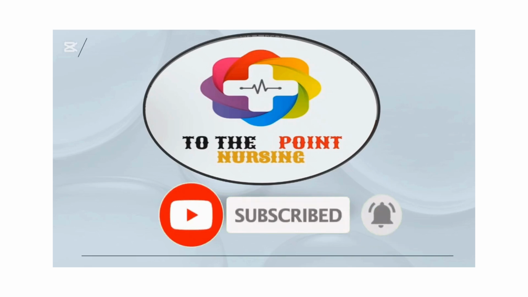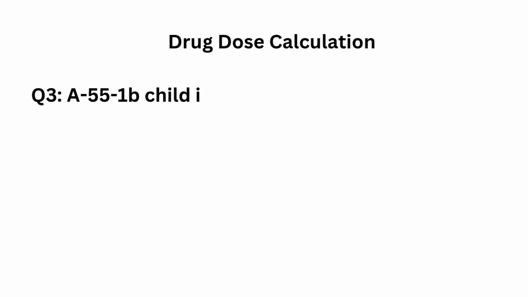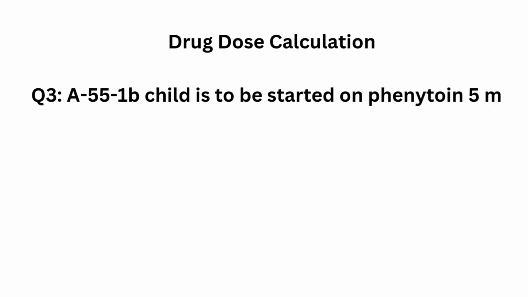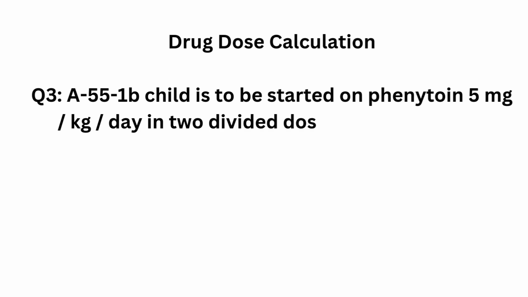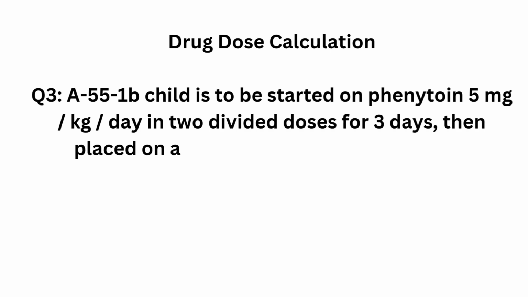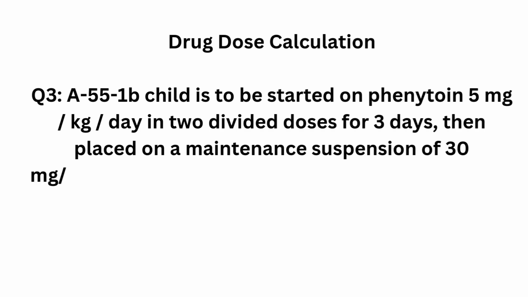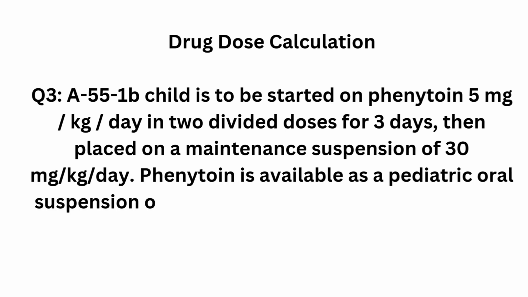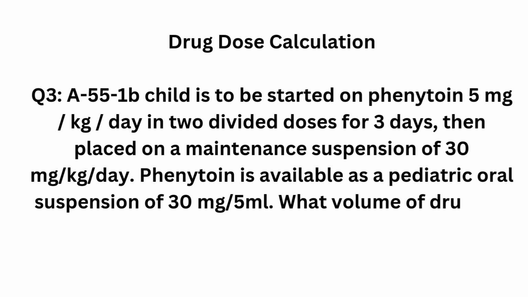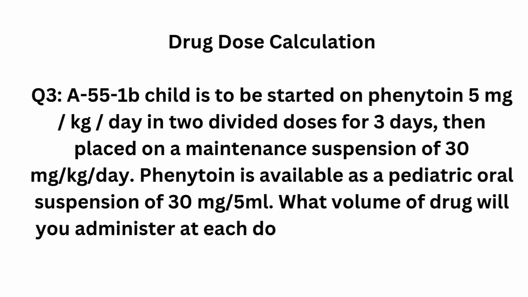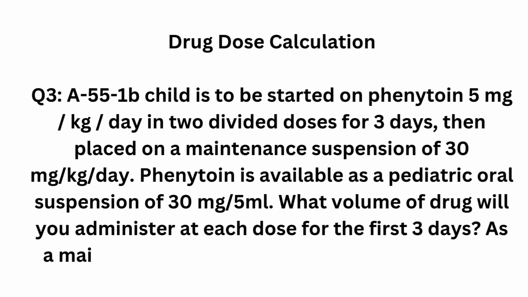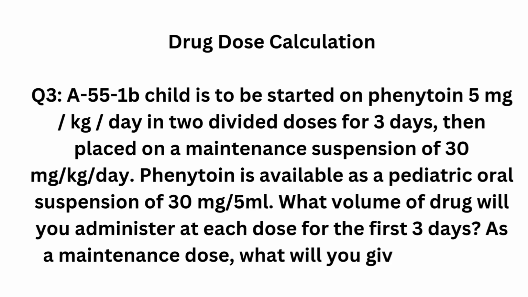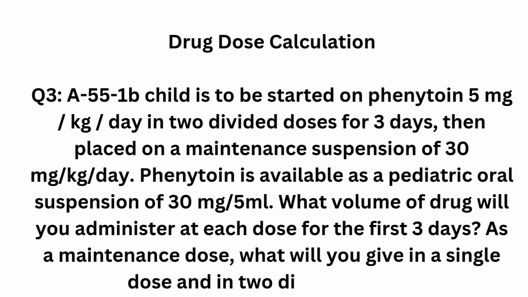Drug dose calculation. Q3. A 55-pound child is to be started on phenytoin 5 mg per kilogram per day in 2 divided doses for 3 days, then placed on a maintenance suspension of 30 mg per kilogram per day. Phenytoin is available as a pediatric oral suspension of 30 mg per 5 ml. What volume of drug will you administer at each dose for the first 3 days? As a maintenance dose, what will you give in a single dose and in 2 divided doses?